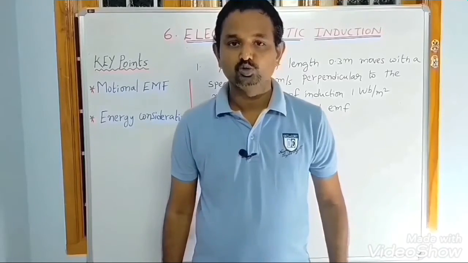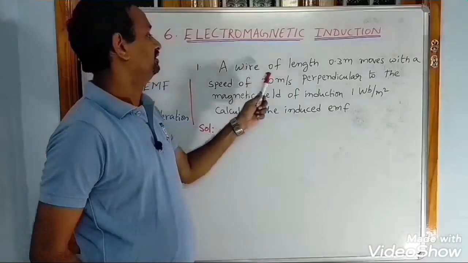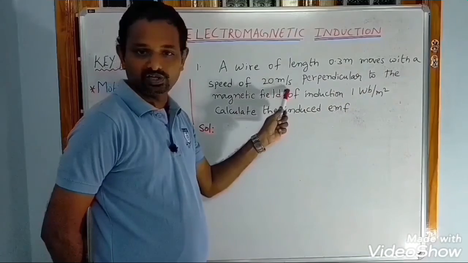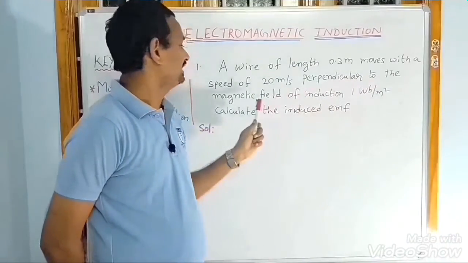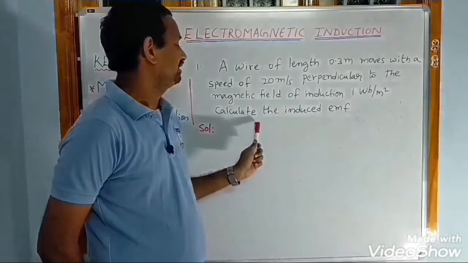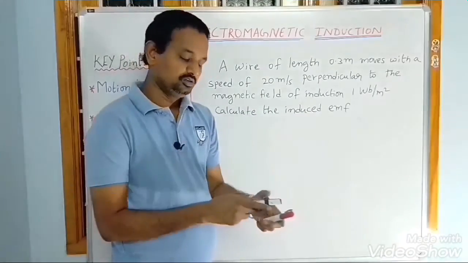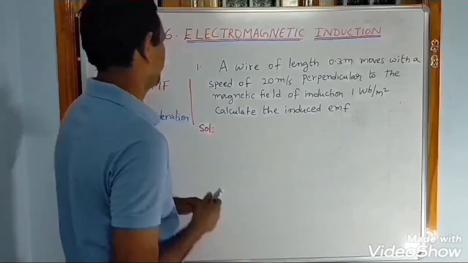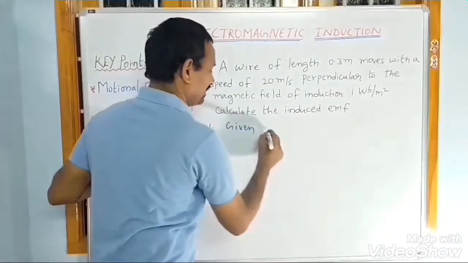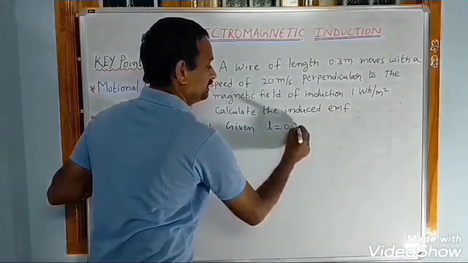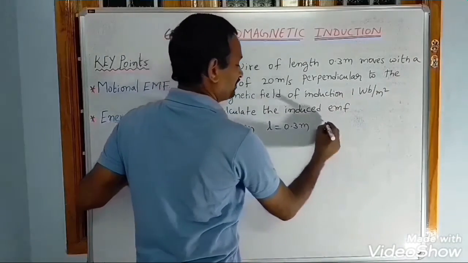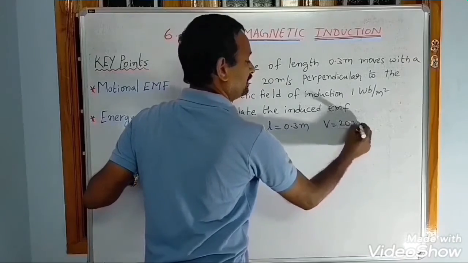Now a numerical on motional EMF. A wire of length 0.3 meter moves with a speed of 20 meter per second, perpendicular to a magnetic field of induction 1 Weber per meter square. Calculate the induced EMF. First of all, what have they given? Look here. Given length of the wire L equals 0.3 meter, which moves with a speed of 20 meter per second, that is V equals 20 meter per second.